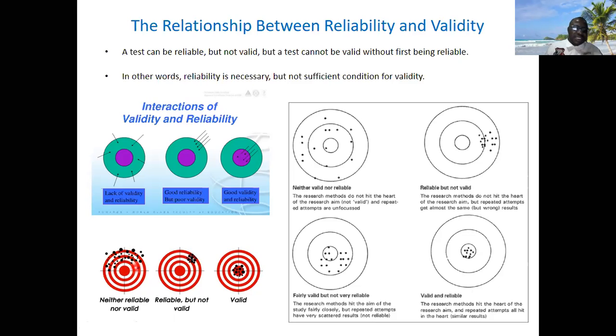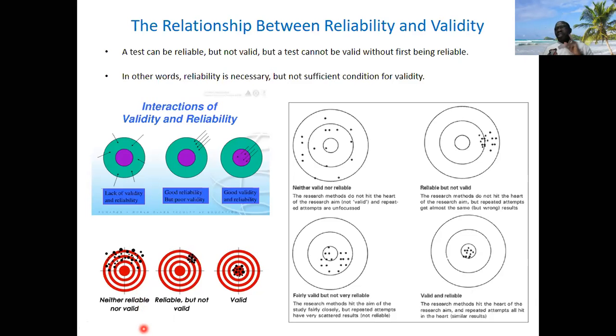The first one is neither valid nor reliable because it's not eating the center and it's not eating one place. And the second one is reliable, not valid. It's not eating the center, but it's eating a particular place consistently. And the last one is valid. So they're actually showing the same thing. It's only that the first one is showing that somebody is throwing an arrow.